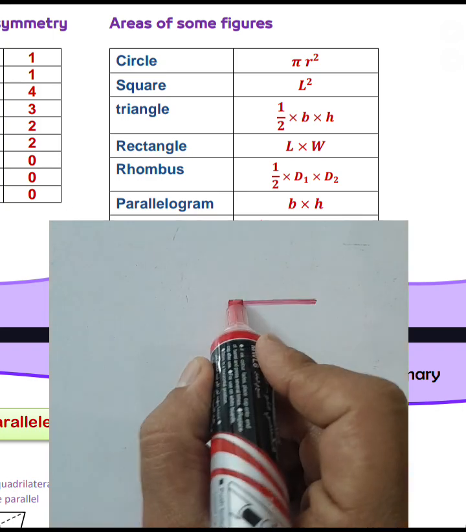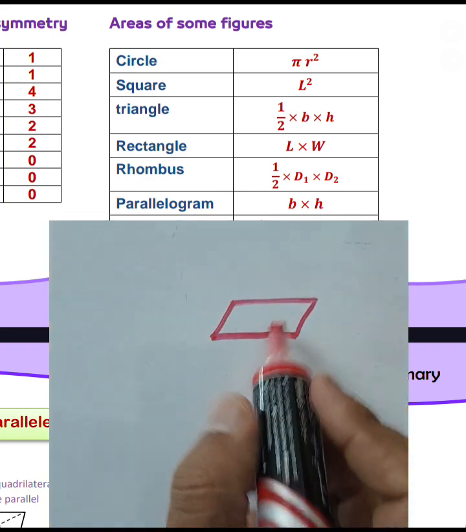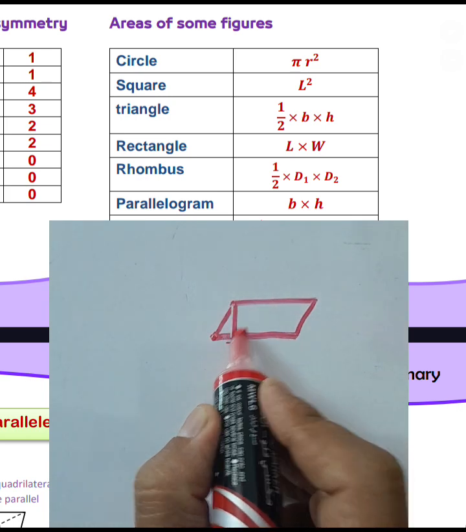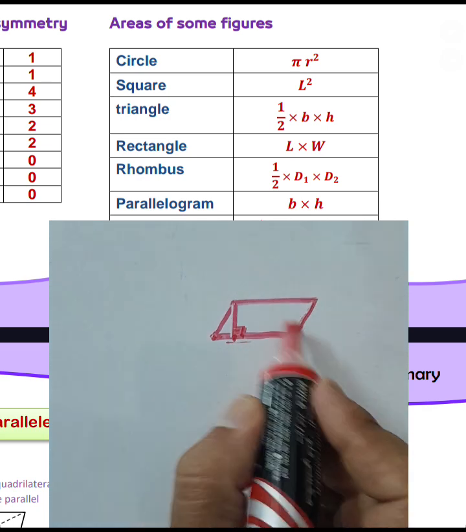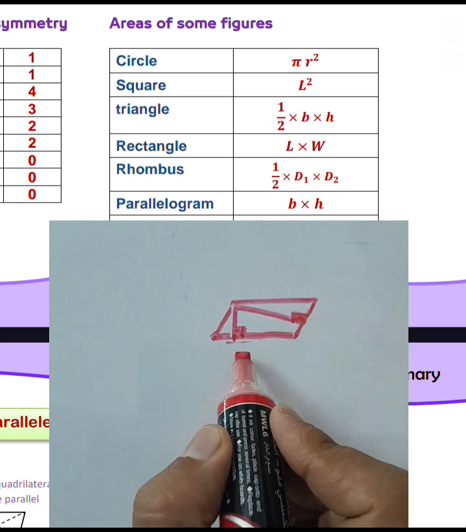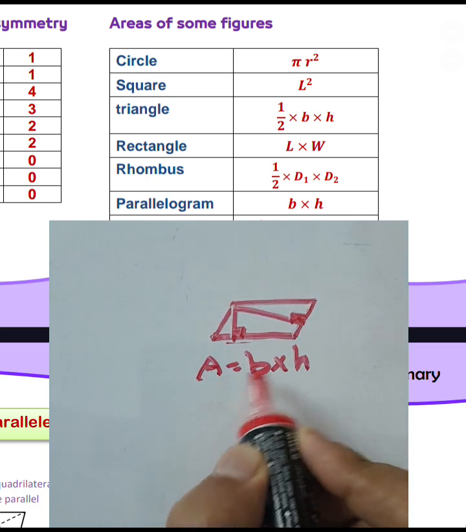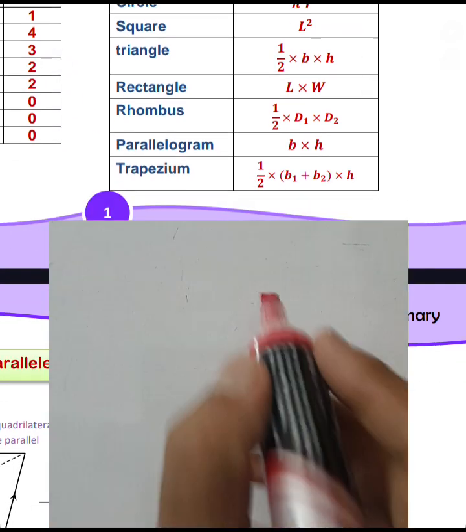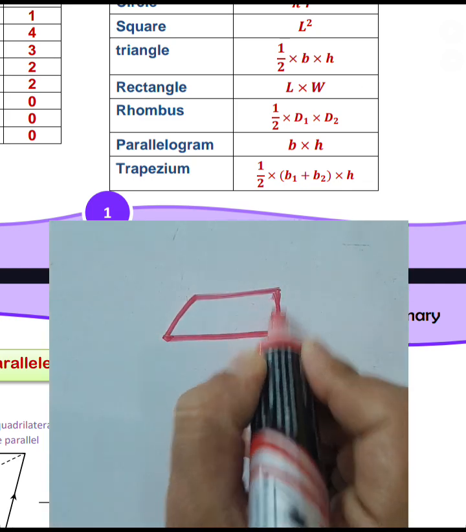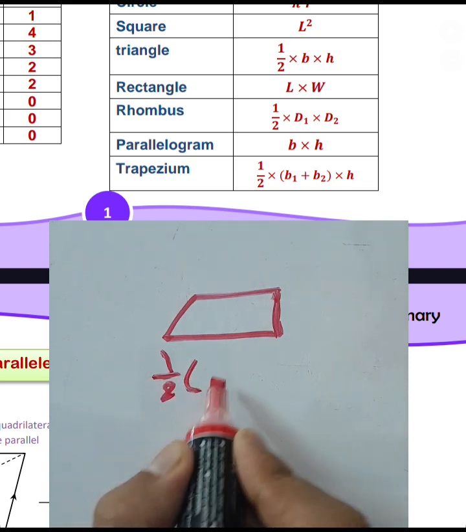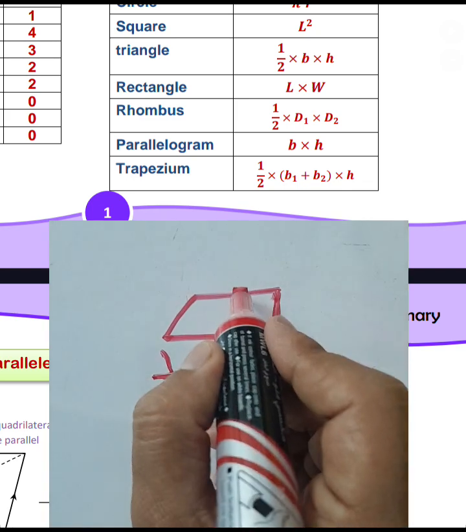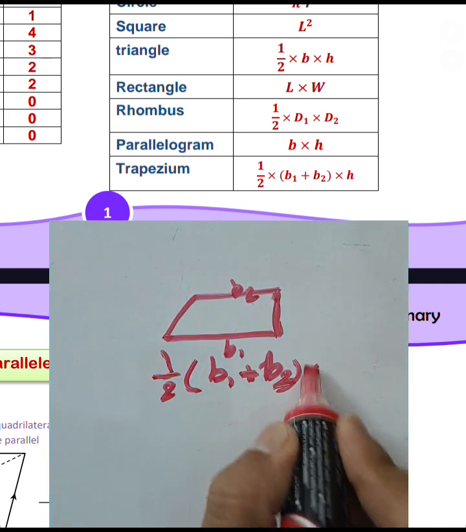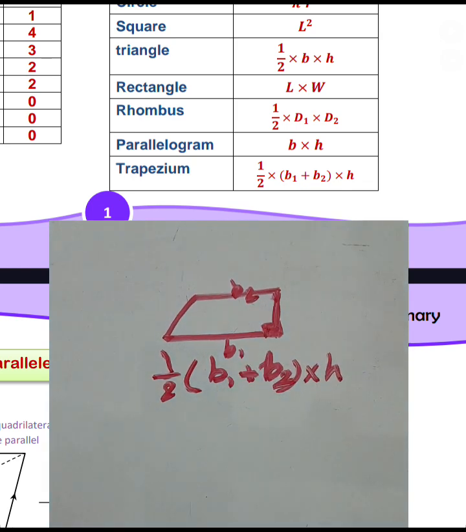Parallelogram. In a parallelogram we have two bases, the greater base and the smaller base. The greater base has the smaller height and the smaller base has the greater height. Then the area of a parallelogram equals base times the corresponding height. The area of a trapezium is half the sum of the two bases times the height: the long base and the smaller base, sum of them divided by 2 times the height. This is the area of a trapezium.